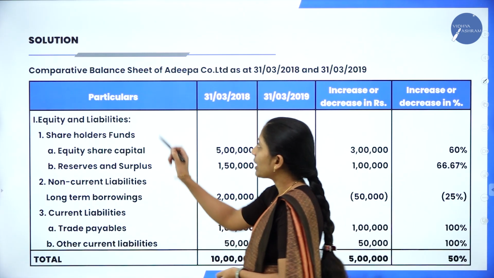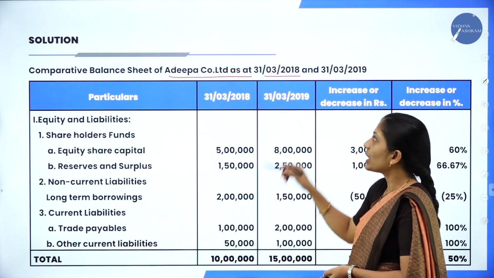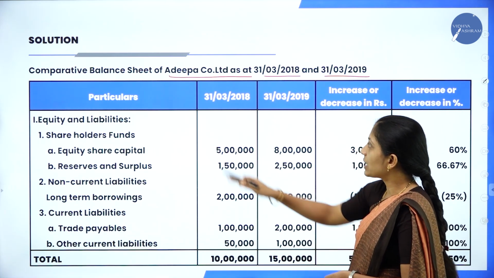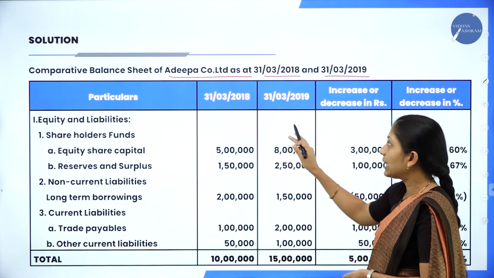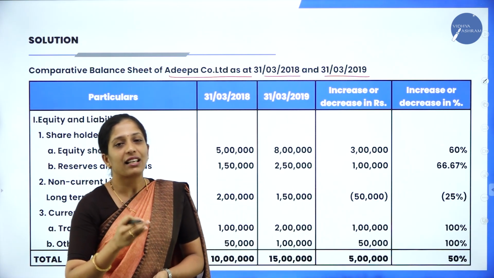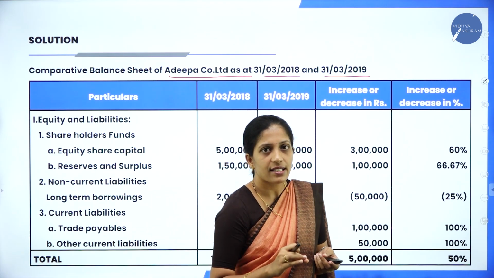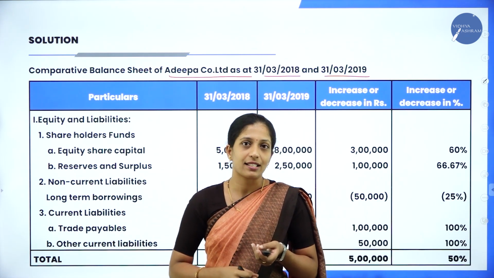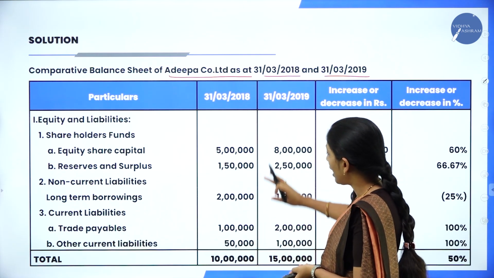So first we will start with comparative balance sheet of Adipa Company Limited as at 31st March 2018 and 31st March 2019. So what are the columns required? Particulars. You need 2 columns, 31st March 2018, 31st March 2019. Then increase or decrease in rupees, and the last column is increase or decrease in percentage. So you need 5 columns: particulars, both the years, increase or decrease in rupees, increase or decrease in percentage. Now first we shall write all these along with the amount.